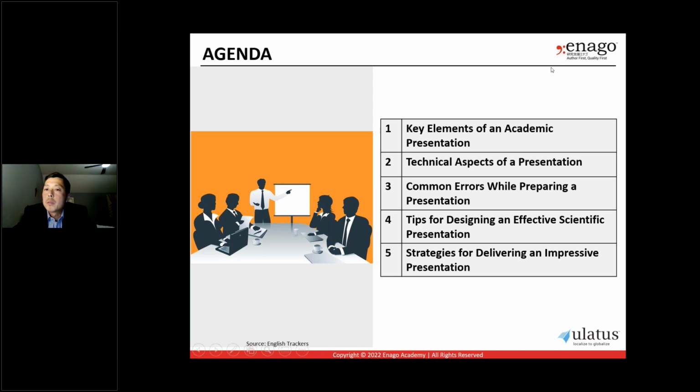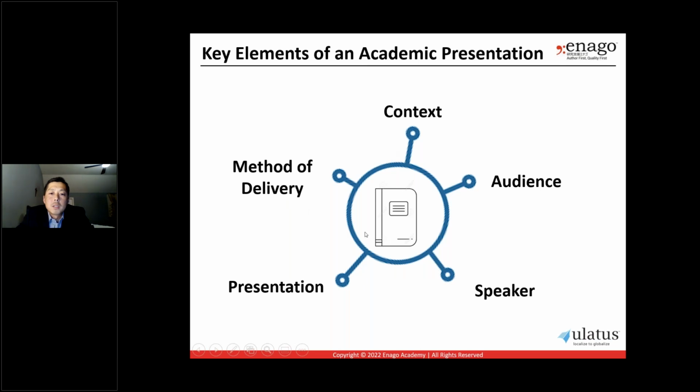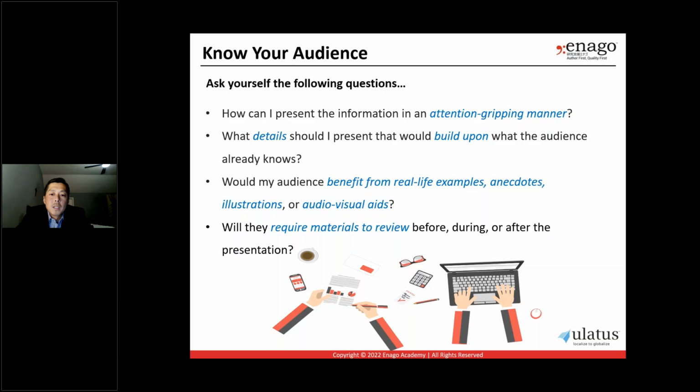All right, so let's just review what we talked about here before we leave. We talked about the key elements of an academic presentation, right? We talked about how context is important, knowing your audience is important. You have to be prepared. Your presentation has to be on point, and the way you deliver, the way you interact with the audience is super important.